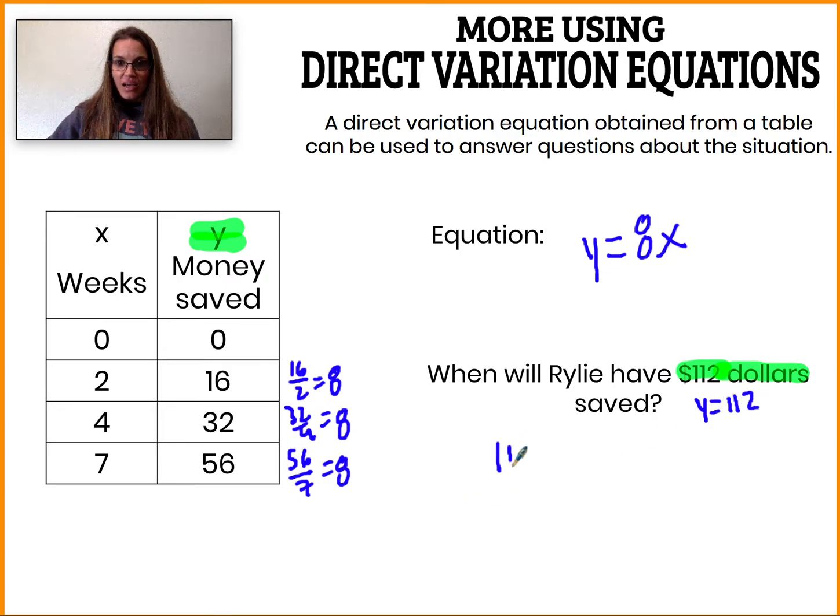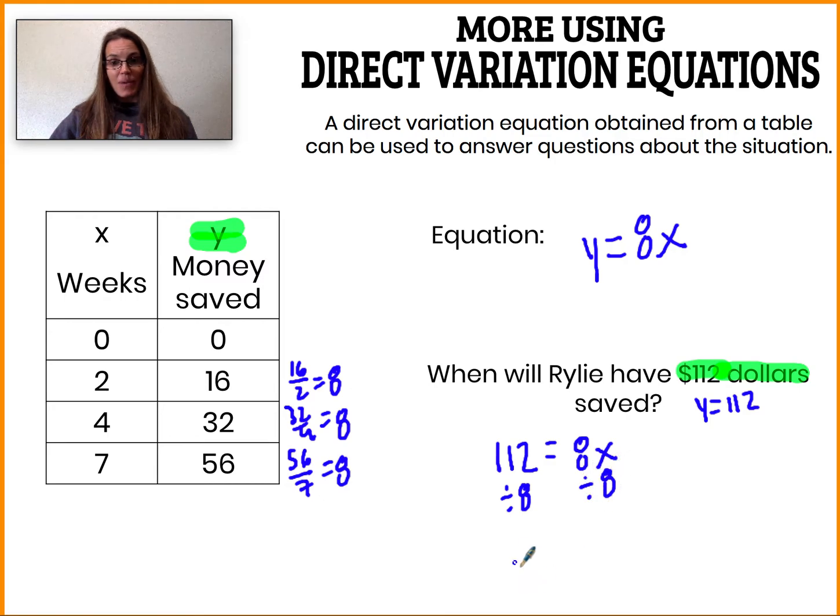We are going to plug 112 in for Y, and now we have a one-step equation. 112 equals 8X. One single inverse operation here is to divide both sides of the equation by 8. 112 divided by 8. Let's see if I can do that in my head. Okay, that's going to be 14. 112 divided by 8 gives me 14. So my value of X is 14.